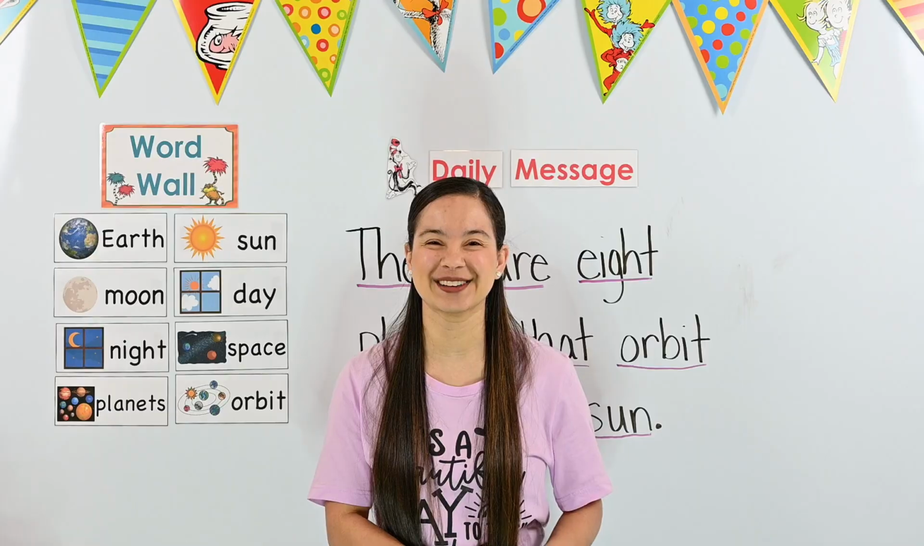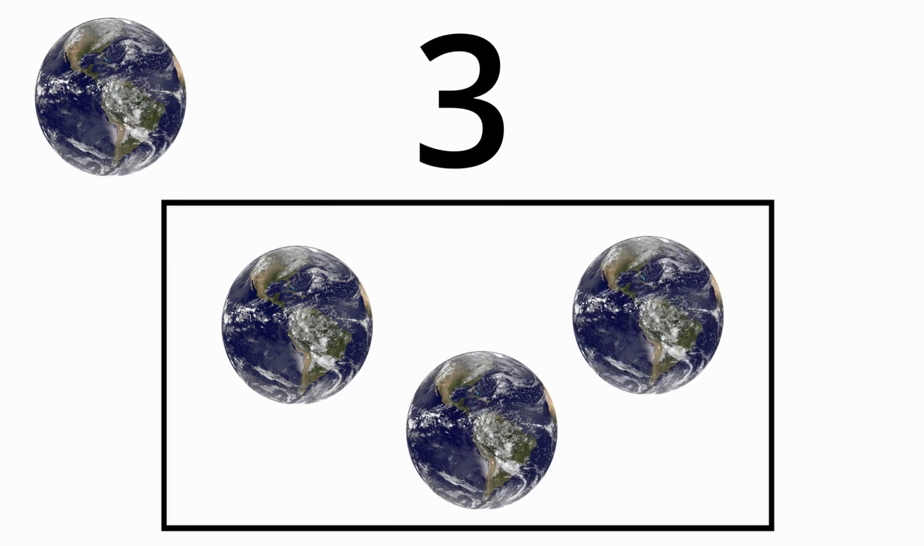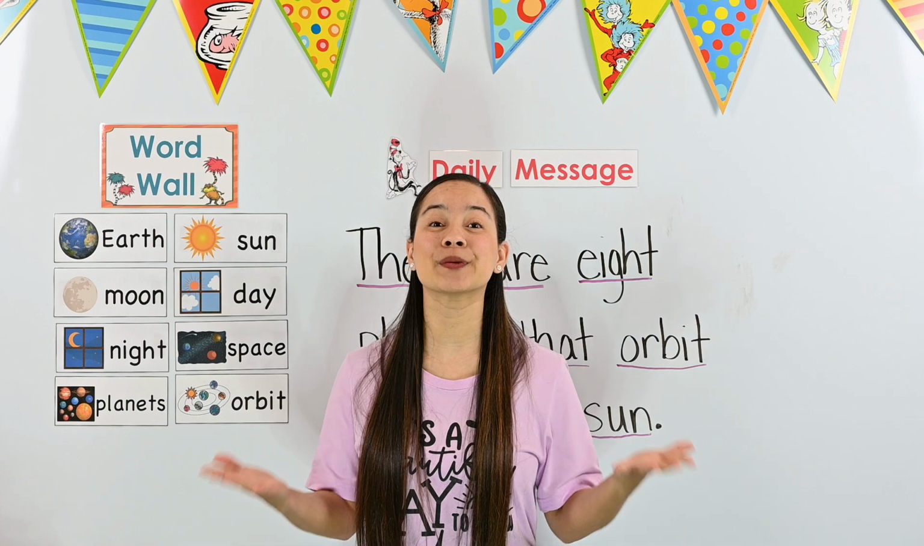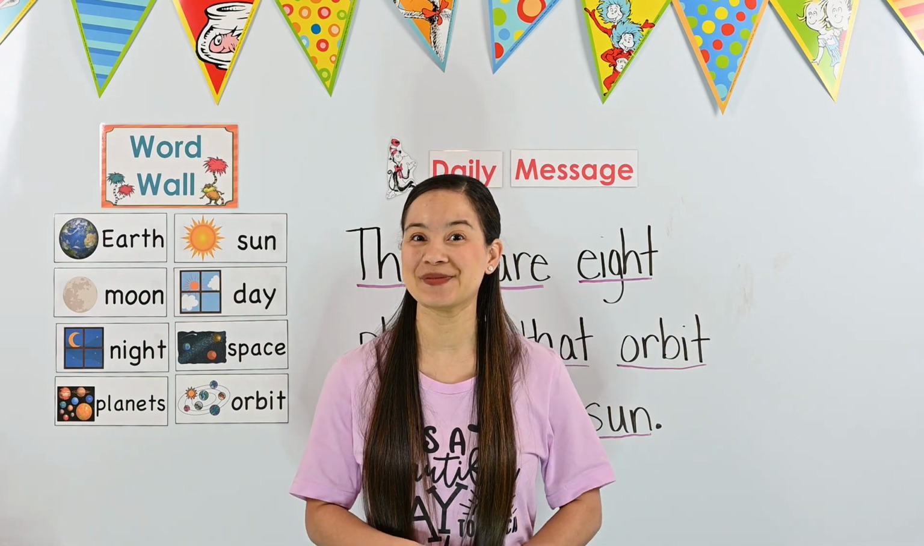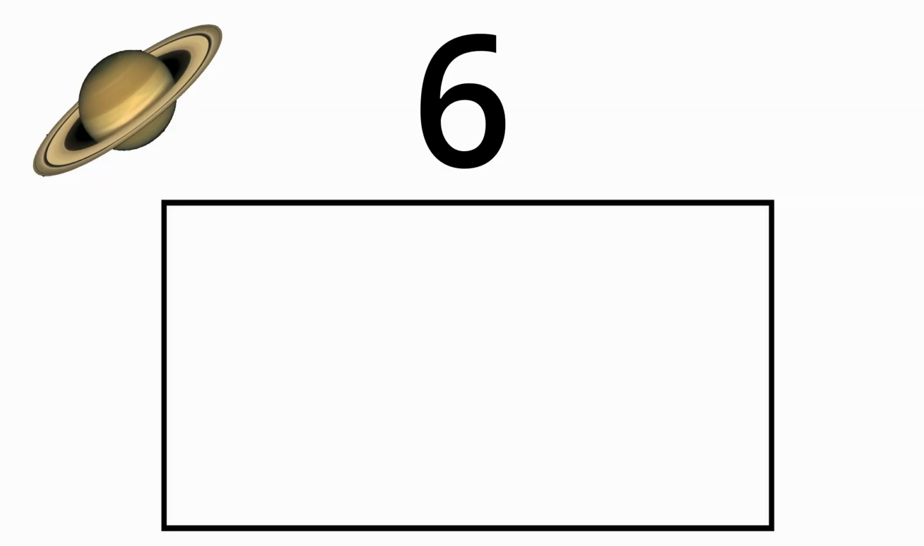Okay, let's get started. This is the planet Earth. It's the planet we live on. It's the third to closest planet to the sun. So we're going to put 3 Earths in the box. Can you help me? Let's put 3 Earths in the box. 1, 2, 3. Perfect. We put 3 Earths in the box because the planet Earth is the third closest planet to the sun.